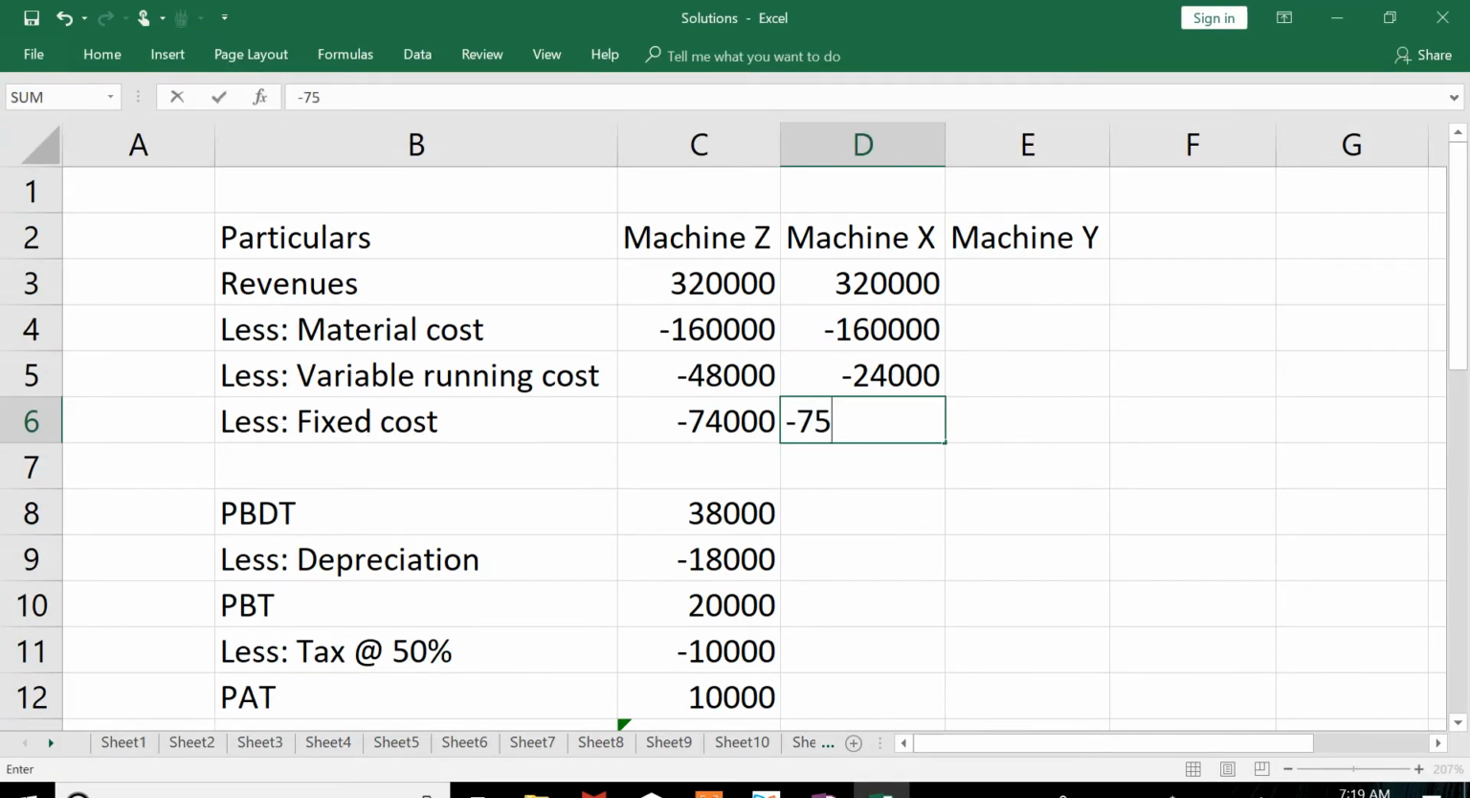How much? 75,000. That line gap, let it be there. It's not going to come for machine X, it will come for machine Y. So let the gap be as it is. PBDT is 61,000.